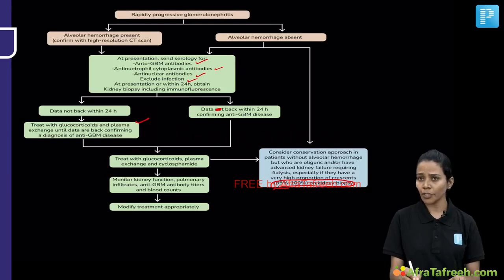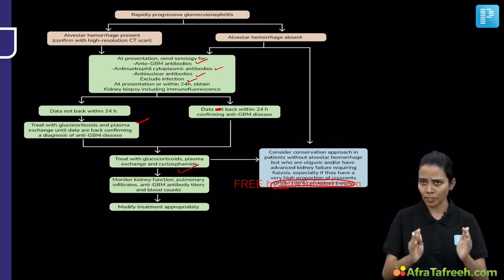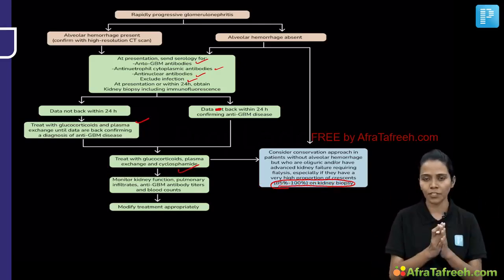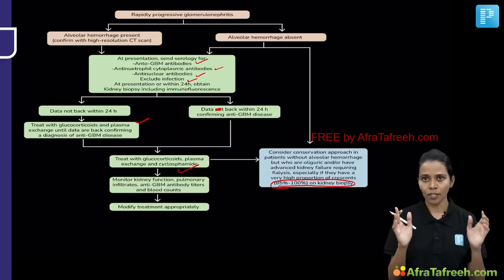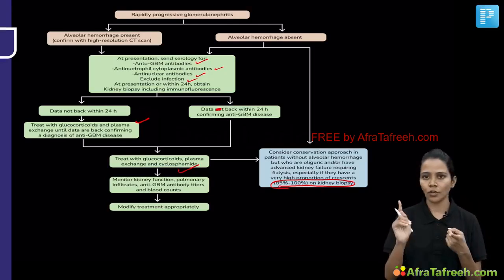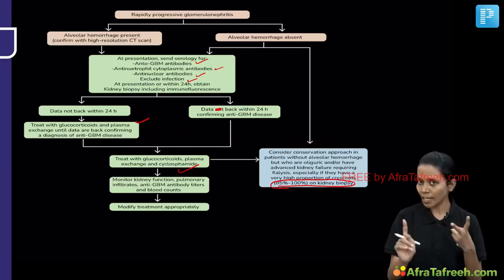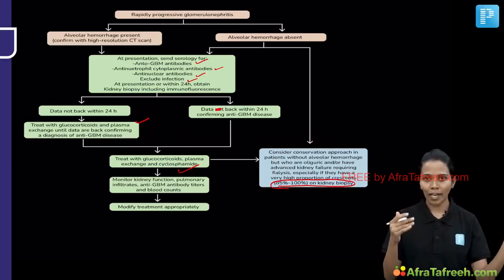If data is back within 24 hours that it is anti-GBM, you add cyclophosphamide. And then you monitor kidney function. That's the only thing. So basically, when a patient presents with RPGN, do not waste time. Immediately, whether you can biopsy or not, it's okay. Get a CT, see if there's alveolar hemorrhage, and then send your anti-GBM workup.